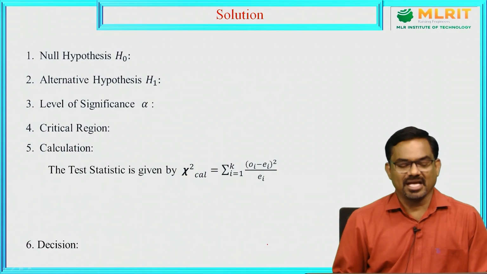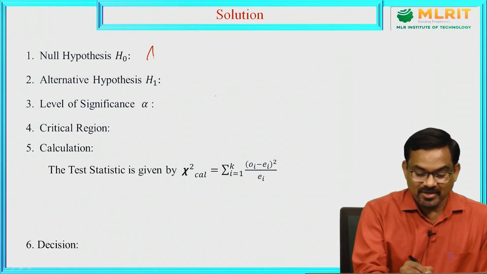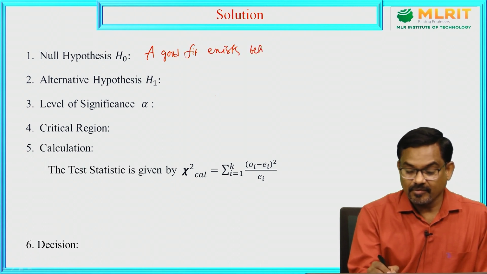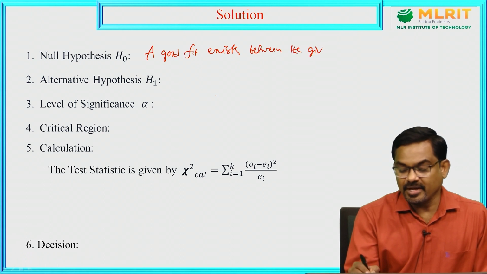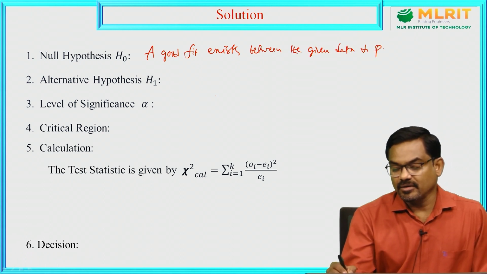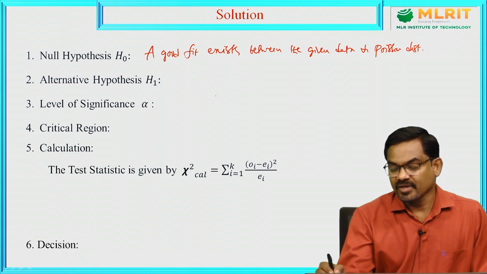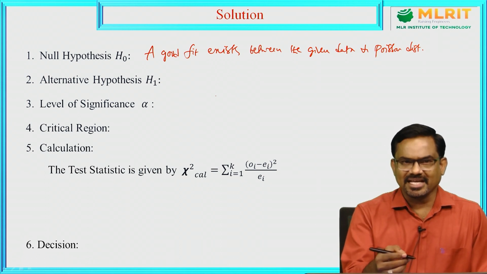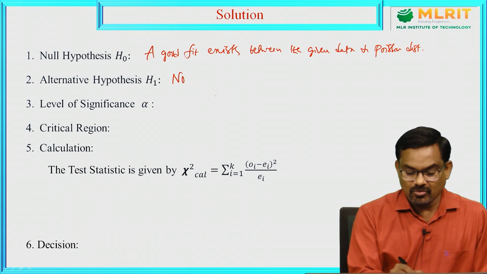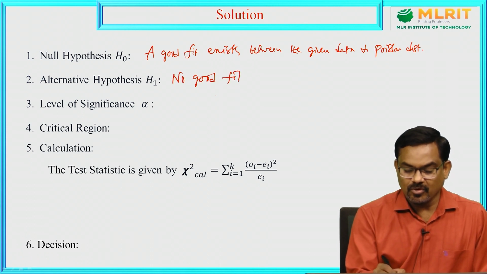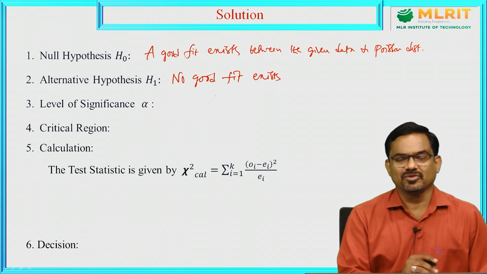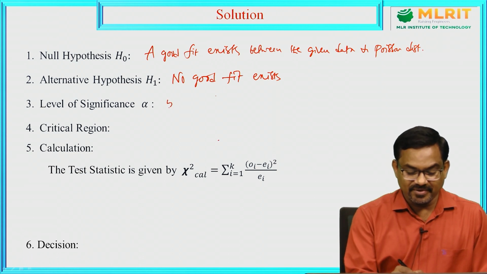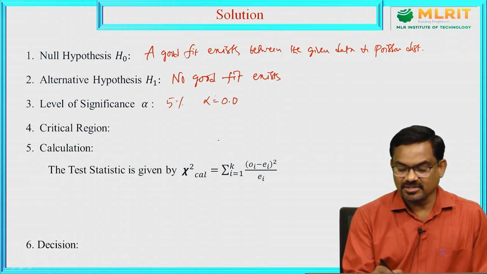And now the test is as follows: null hypothesis H naught, a good fit exists between the given data and Poisson distribution, or Poisson distribution is the best fit for the given data. We test this against the alternative hypothesis: no good fit exists, so there is no good fit between the data and the Poisson distribution. The level of significance is 5%, so I use 0.05.